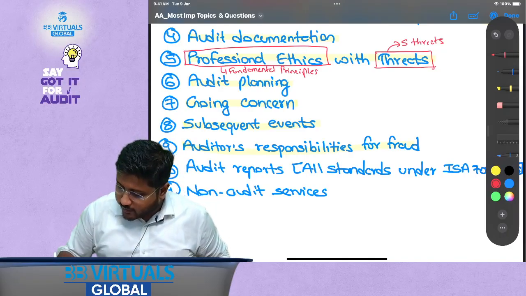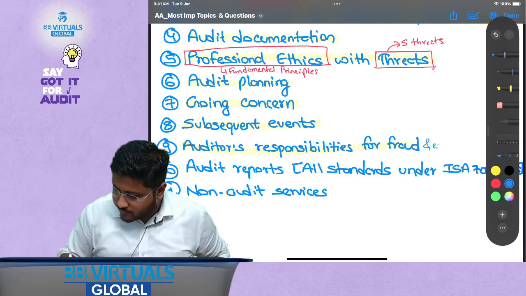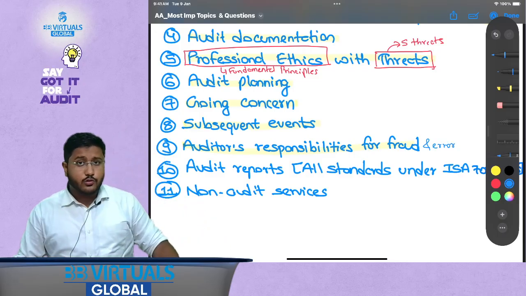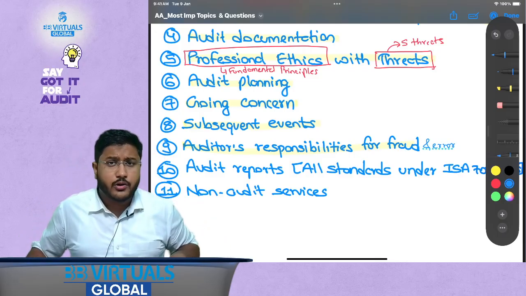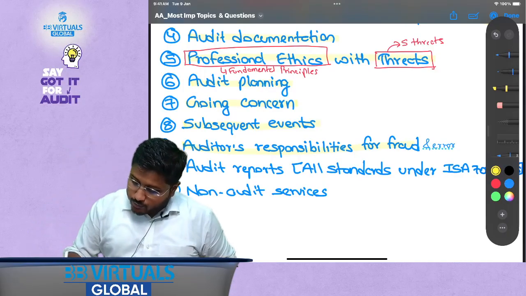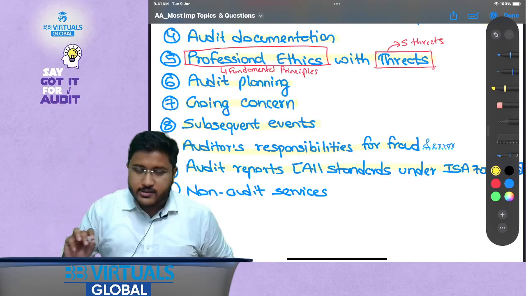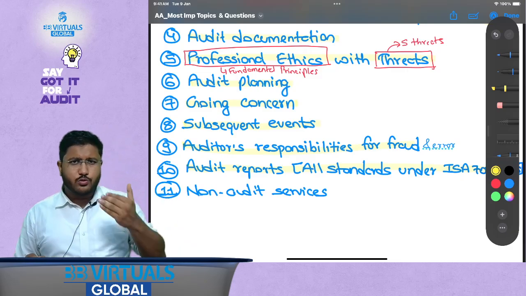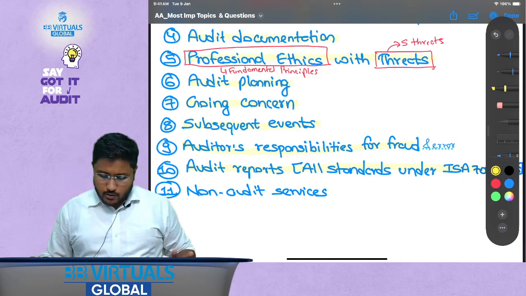Now when I say fraud, I also mean fraud and error. This is also very important: how does the auditor need to respond to the auditor's responsibilities for fraud and error? Then audit reports, this is the 700 series. All standards under 700, although 710 is tested a little less, but you can consider all other standards.